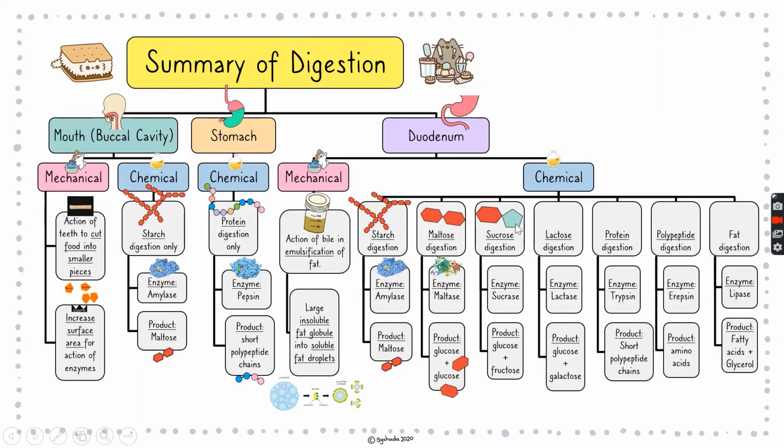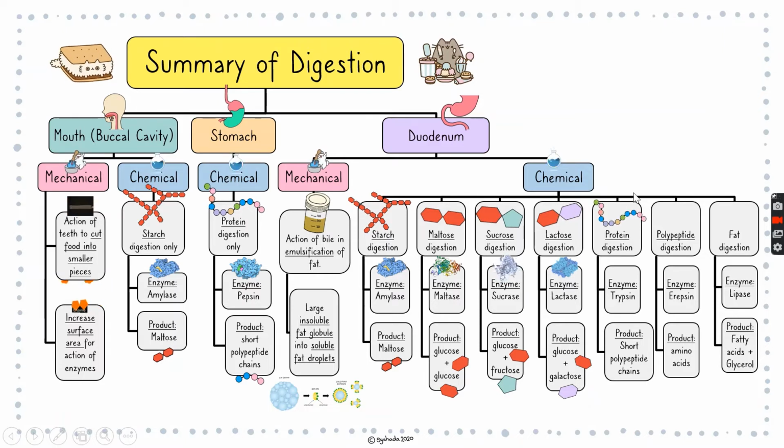Sucrose can also be digested in the duodenum. This is a disaccharide and it's made up of one molecule of glucose and one molecule of fructose. And the enzyme sucrase breaks them apart. And this is also the smallest type of carbohydrate. And lastly, for finishing off digestion of carbohydrate, we have digestion of lactose in the duodenum. This is done by the action of lactase enzyme. And this enzyme breaks down lactose into glucose and galactose, which is also the smallest unit of carbohydrate.